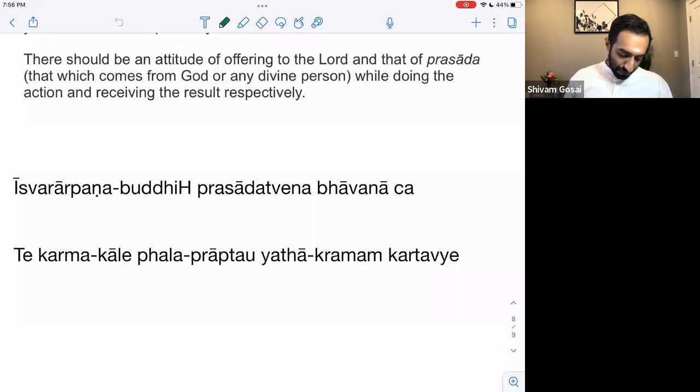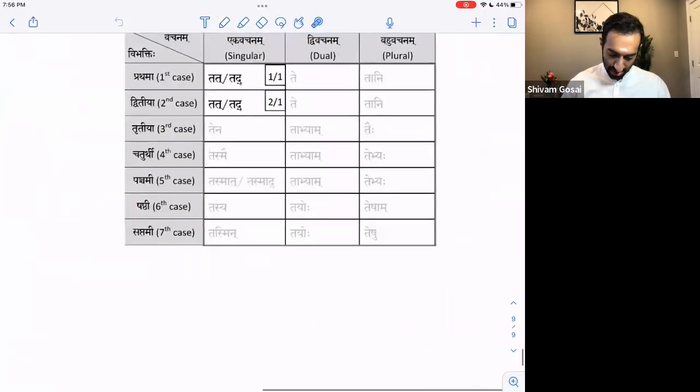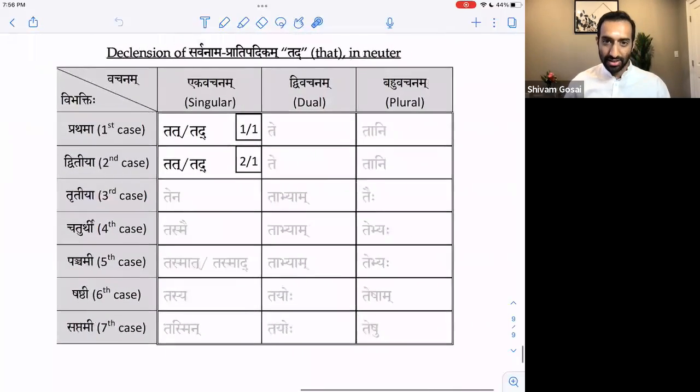Now, one clue is that going along with it is te. Te kartavye. That should be done. Okay. Te can be a few things. It can be saha to te, tam to. So it can be 1, 3. Or it can be tad te tani. I'll show you. I brought it here for you. Yeah. Tad te tani.